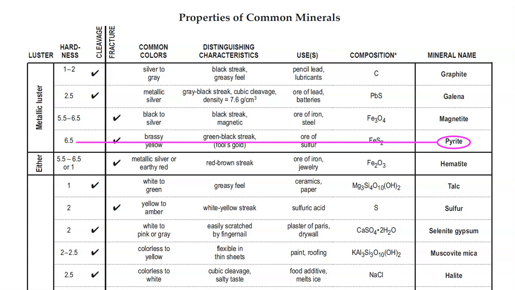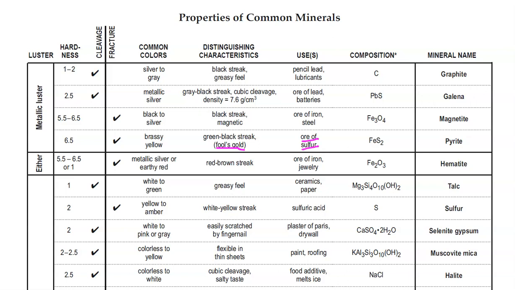Right? In addition to that, I can also tell that pyrite has a checkmark on the fracture side of the breakage column. So pyrite has a metallic luster, a hardness of 6.5, exhibits fracture, it has a brassy yellow color, has a green to black streak. Another distinguishing characteristic, it is very commonly known as fool's gold. All right, under the uses column, it says it is an ore of sulfur.